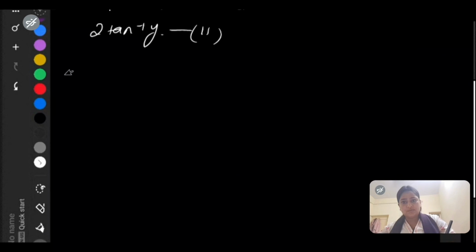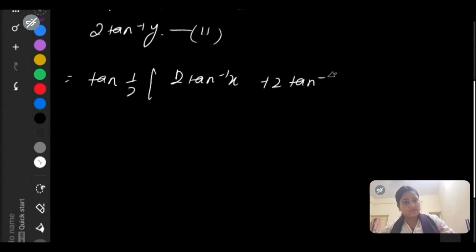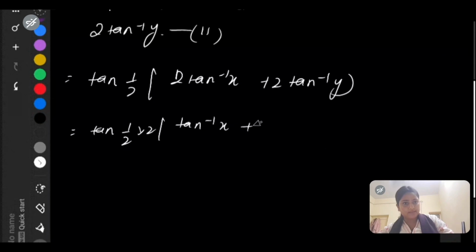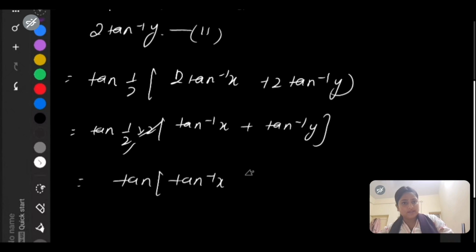Okay. So from equation 1, that is part 1, we have 2 tan inverse of x plus 2 tan inverse of y from the second part. So we will take 2 tan inverse common: tan of 1 by 2 into 2 times tan inverse of x plus tan inverse of y. Cut this 2, we will get tan inverse of x plus tan inverse of y.